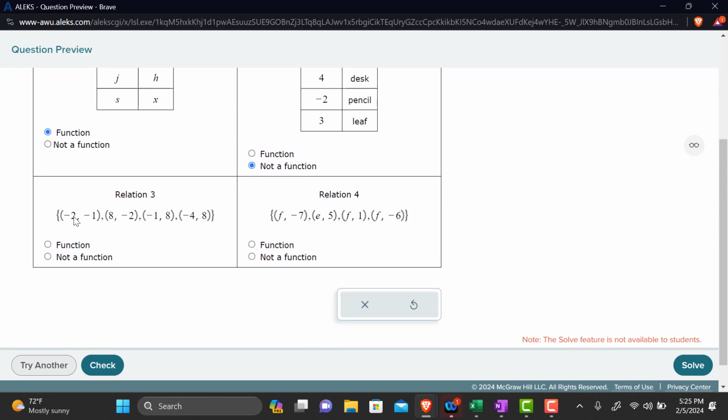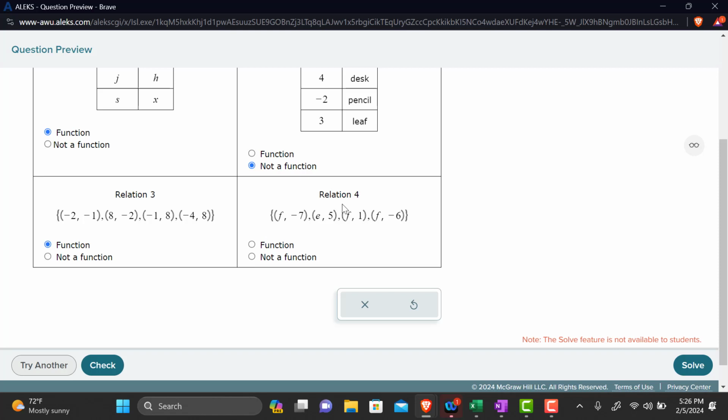And again, I'm checking the domain, which are the x values: -2, +8, -1, -4. The x values here in our points are only listed once. That's good. That means every input is only going to have one output.